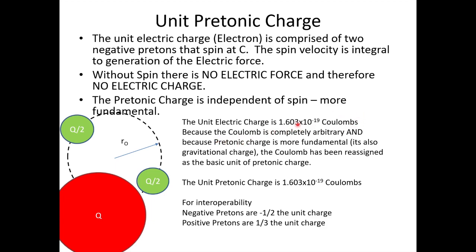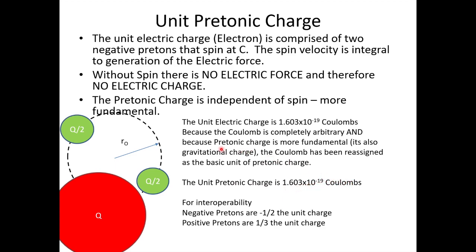And because this unit of the coulomb is completely arbitrary, and because pretonic charge is more fundamental, it is also the gravitational charge. I'm going to use air quotes there. Okay, where we are going to repurpose the coulomb as the basic unit of pretonic charge. So now we're going to say that the unit pretonic charge is also 1.603 times 10 to the 19 coulombs.